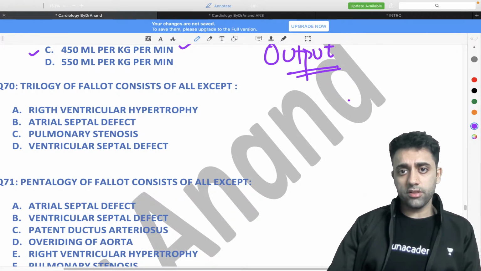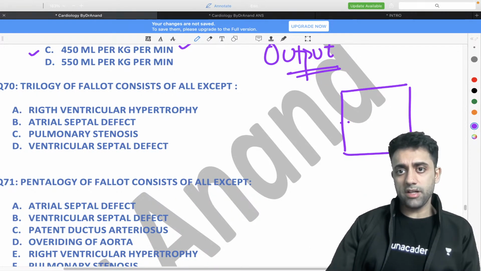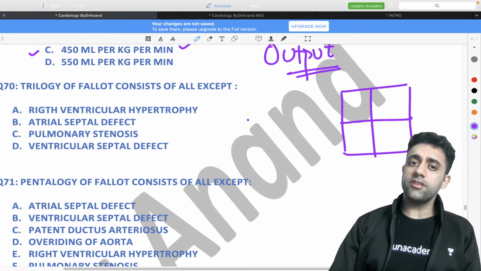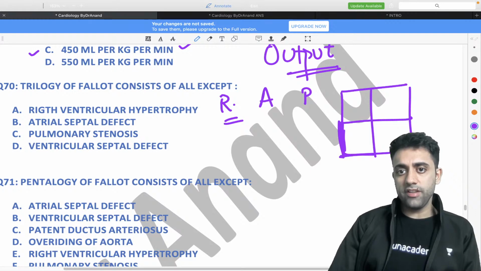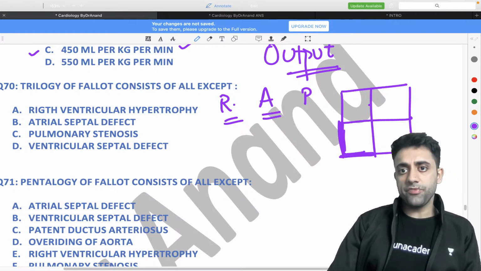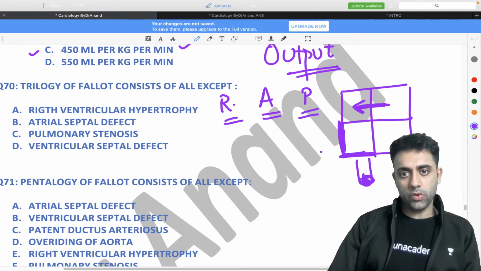So we all know, for the newcomers, this is the four-chambered heart. And how will I remember Trilogy of Fallot? The mnemonic is RAP. I am a rapper. R for right ventricular hypertrophy, yes or no? A for atrial septal defect, which is the left to right shunt. P for pulmonary stenosis. So R A P, rap.